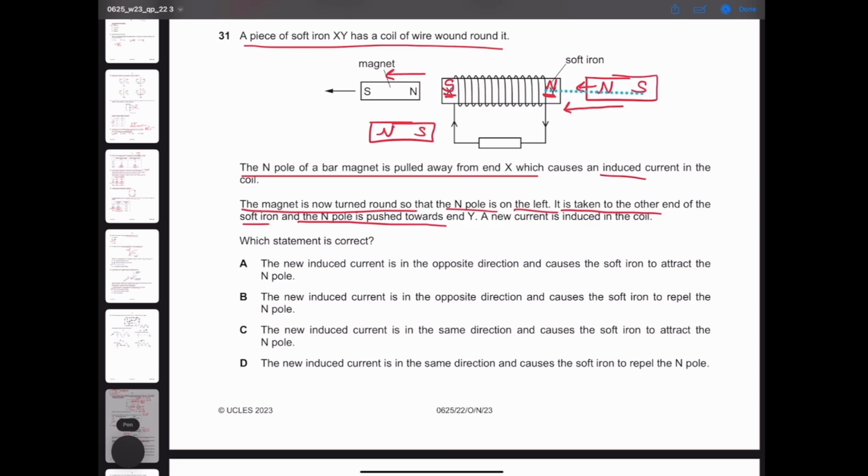Attraction is mentioned in options A and C, so options A and C are automatically wrong. Since repulsion should be there, and repulsion is mentioned in both options B and D, how do we differentiate? We differentiate on the direction of current.